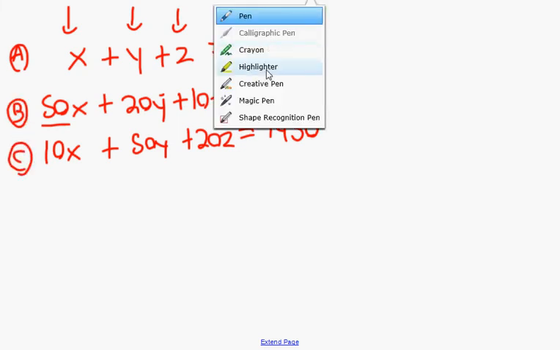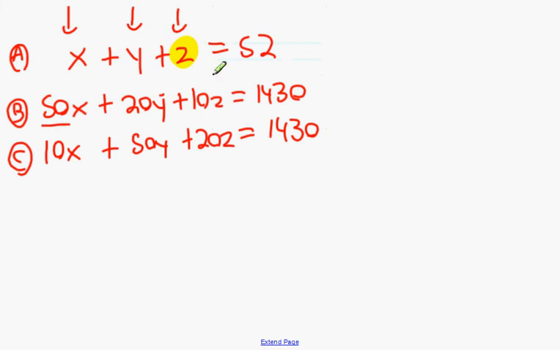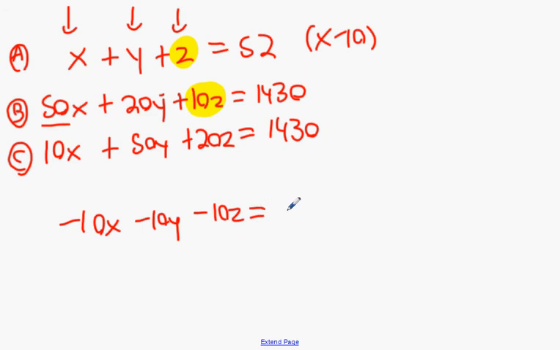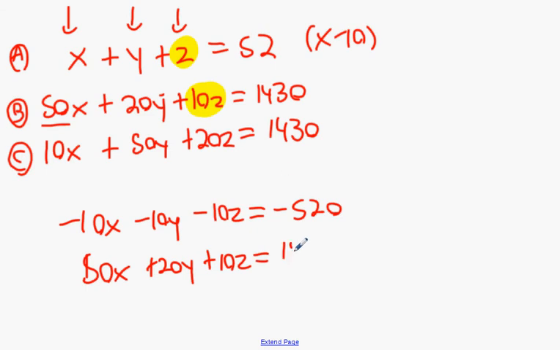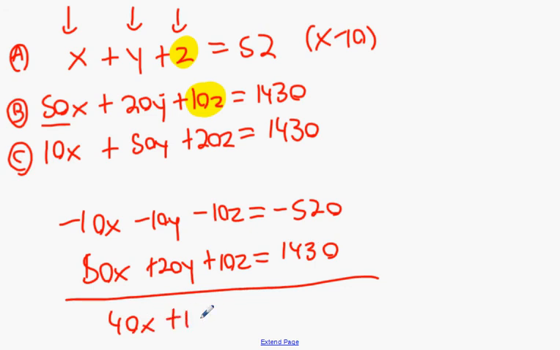Looking at the Z channel, I see this one here mixed with this one here. What do I need to do to the top equation to make it cancel? Multiply by minus 10. Minus 10x minus 10y minus 10z equals minus 520. And then 50x plus 20y plus 10z equals 1430. Take away, 40x plus 10y equals what, guys? 910.